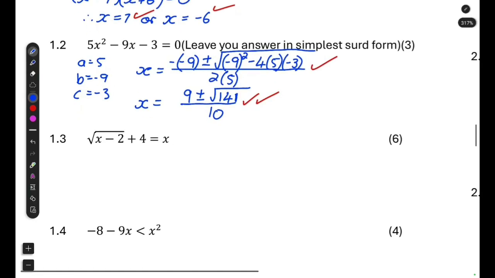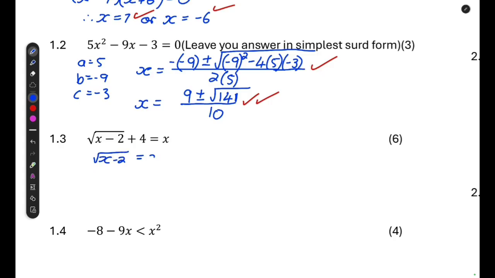1.3 is an equation with a surd. So first step, get this root alone. So the root of x minus 2 is equal to x minus 4. Now I'm going to square both sides. So squared, put a bracket, and then squared. This just changes to x minus 2. So the root and the square just cancels. On the other side, remember there's now 2 brackets. So I am going to FOIL. So then x squared minus 4x, and then plus 16.